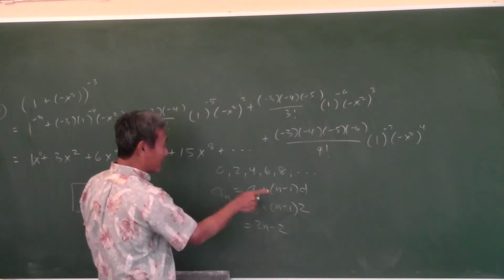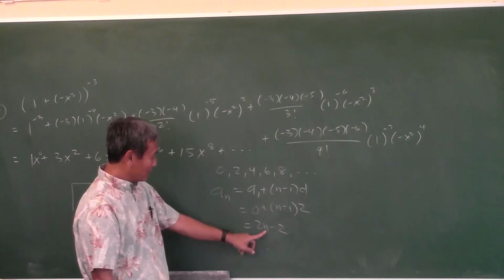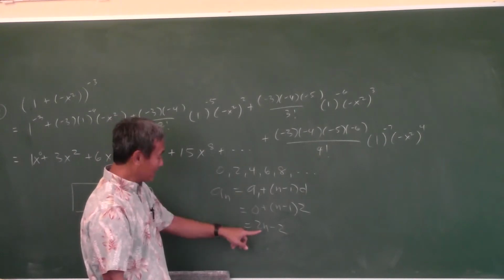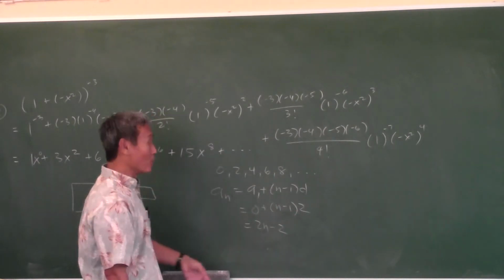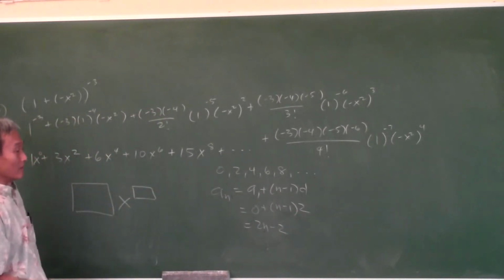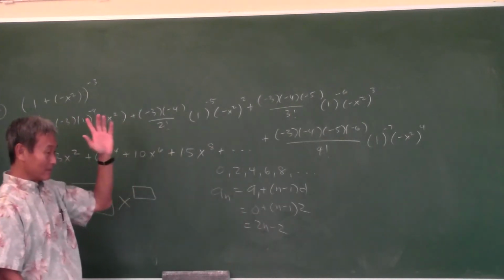This is the formula for this sequence. If you plug in 1, you get the first term. You plug in 2, you get the second term. You plug in 3, you get the third term, and so forth, right? So if you want to find the 100th term, what do you do? You plug in 100, and you get 198.